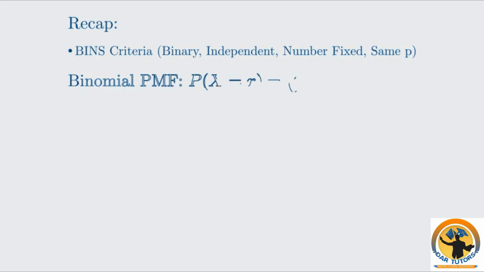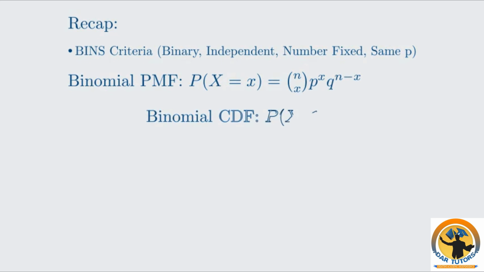Let's summarize what we've covered today. We started by defining the 4 properties of a binomial experiment: binary, independent, fixed number of trials, and same probability of success. We learned that the probability of getting exactly x successes in n trials is given by the binomial probability mass function. We also saw how to use the binomial cumulative distribution function on our calculators to find the probability of a range of outcomes. And we learned to always state the distribution and probability clearly in our working.